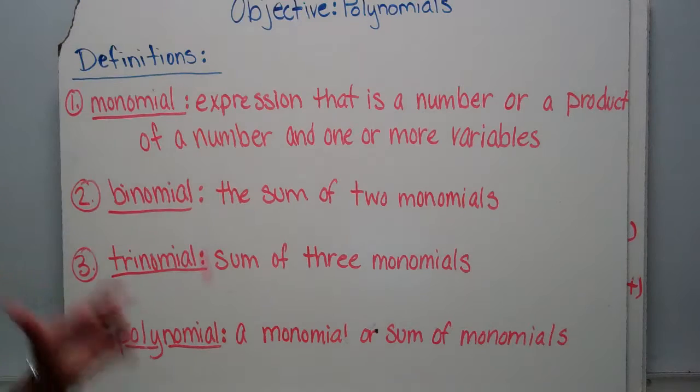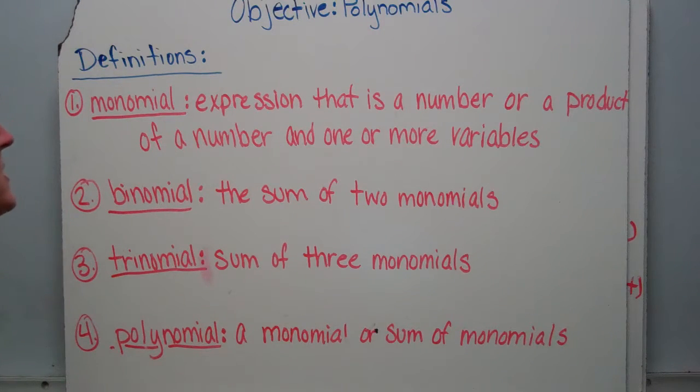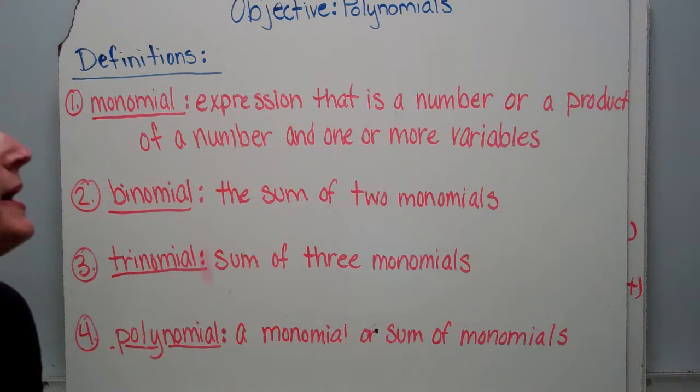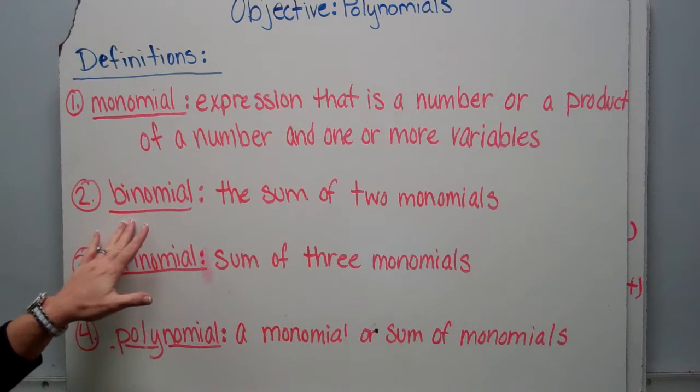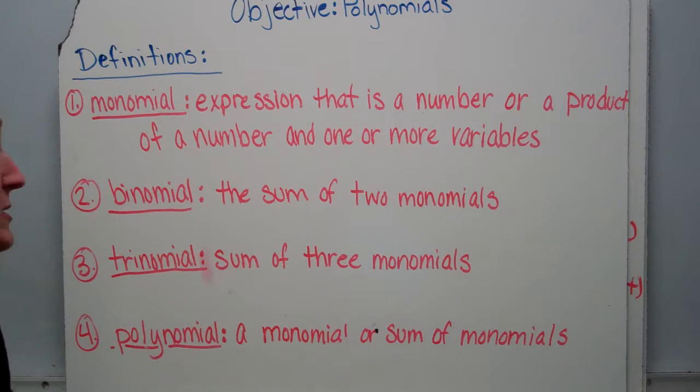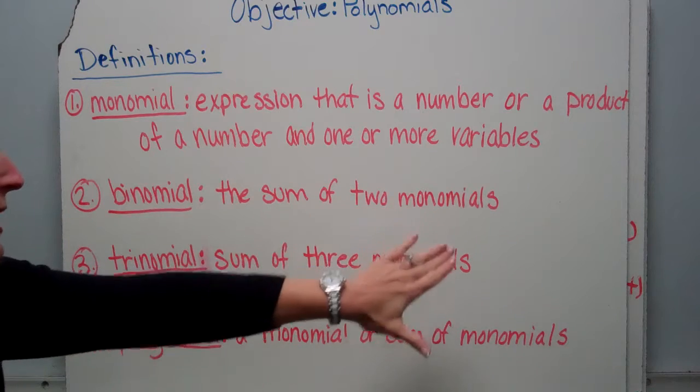Okay, so in this video, we're going to start talking about polynomials. So let's look at some definitions. What is a polynomial? Well, first we need to talk about what's a monomial. A monomial is an expression that is a number or a product of a number with one or more variables. We've talked about monomials before. What about a binomial? We've also talked about binomials before, which is the sum of two monomials.